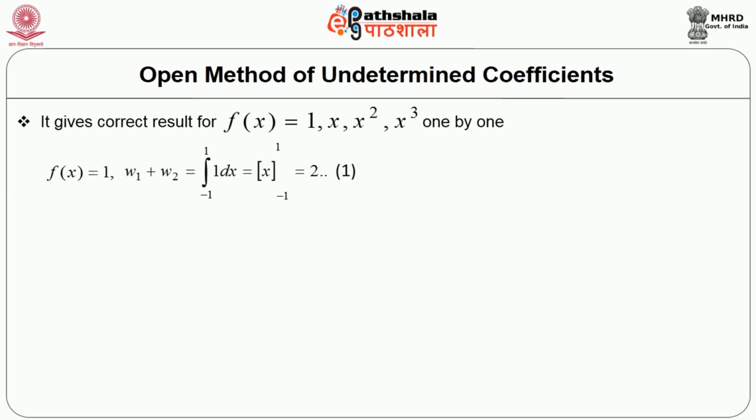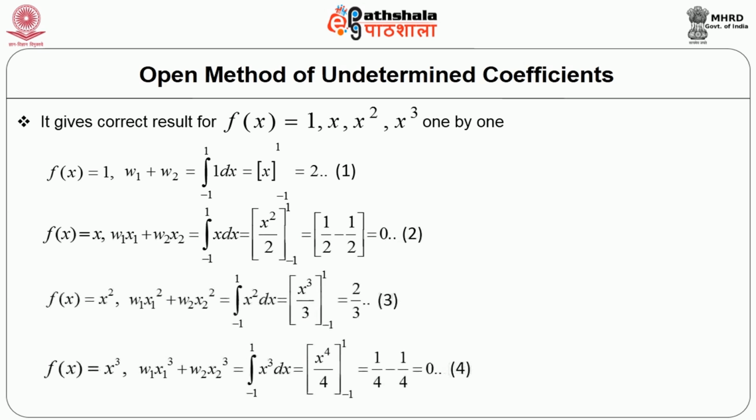So, this should give correct result when f(x) is 1, when f(x) is x, when f(x) is x square and when f(x) is equal to x cube. So, in this equation we substitute one by one these values of function and derive the equations which need to be solved to enable us to get the values of x1, x2 and w1 and w2. So, we substitute f(x) equal to 1 first. If you put f(x) equal to 1, we get the right side is w1, f is 1. So, w1 plus w2 equal to the integral from minus 1 to 1 of dx. Integral of 1 is x, limits are minus 1 to 1. So, 1 minus minus 1, the value of the integral is 2.